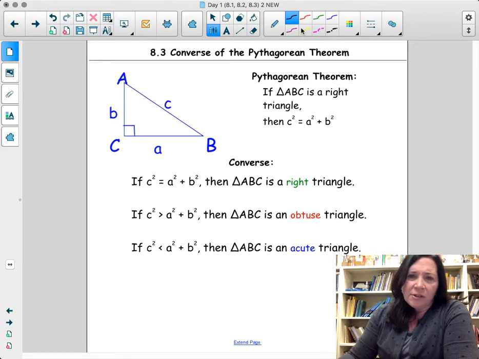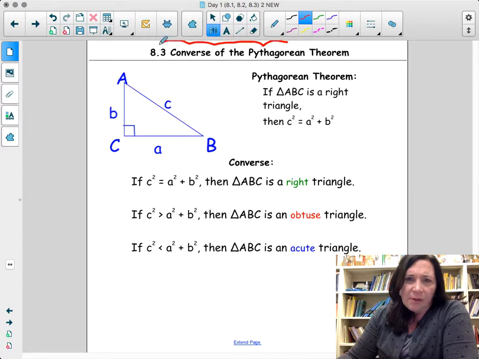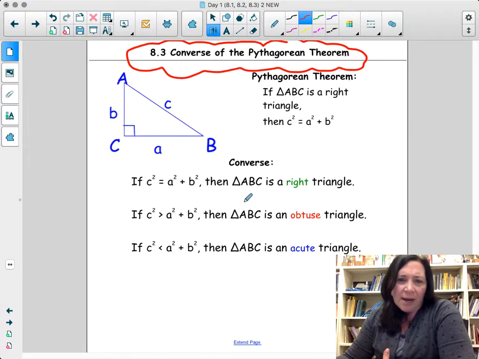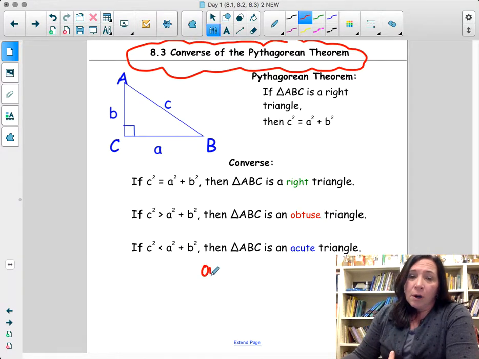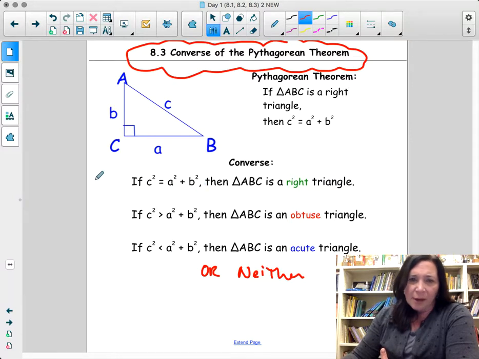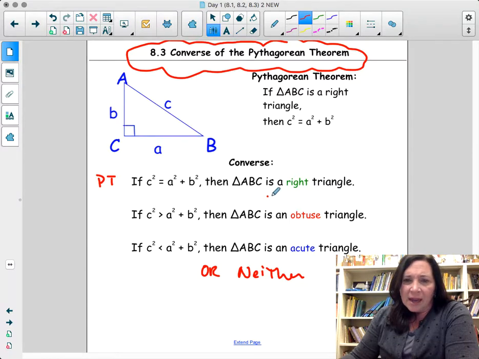So this is the converse of the Pythagorean theorem, all right? The converse of the Pythagorean theorem is basically saying, if it's not a right triangle, then it's either obtuse or acute, or neither. All right, so let's think about this. If c squared is equal to a squared plus b squared, that's your Pythagorean theorem, then it's a right triangle. All right, check. We know that. We just spent 5 minutes doing that.